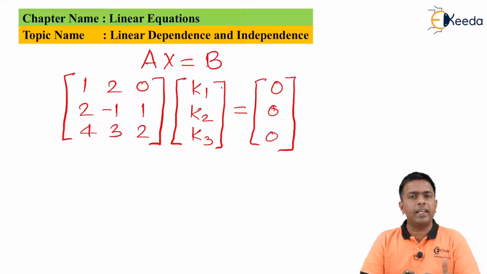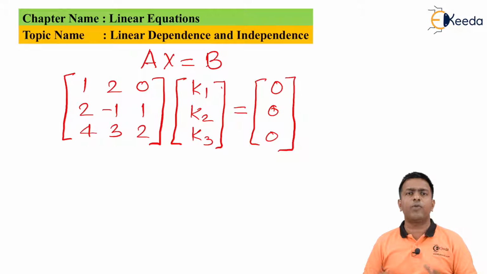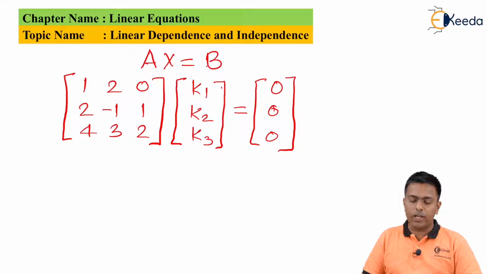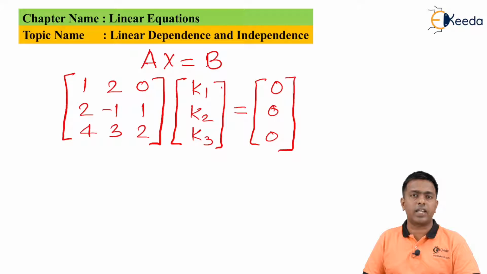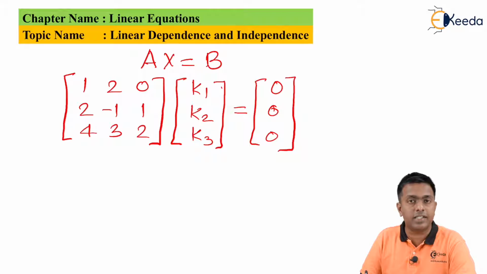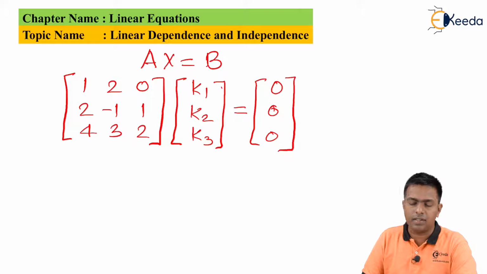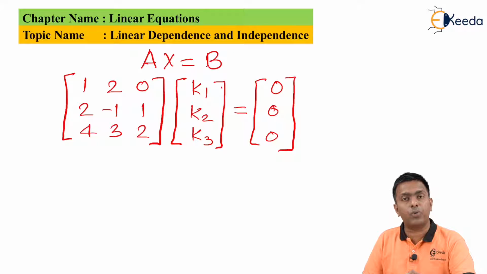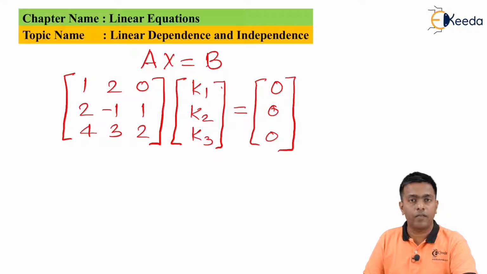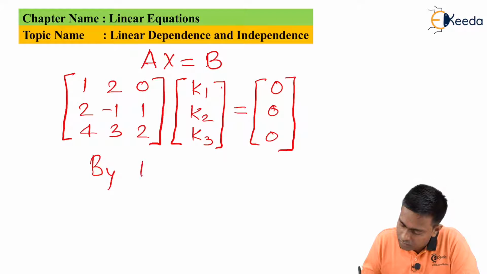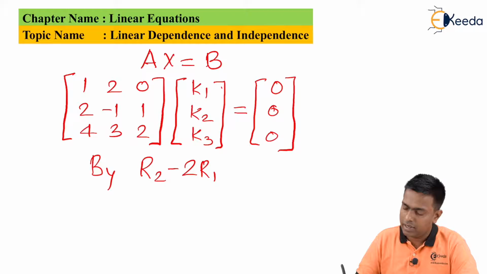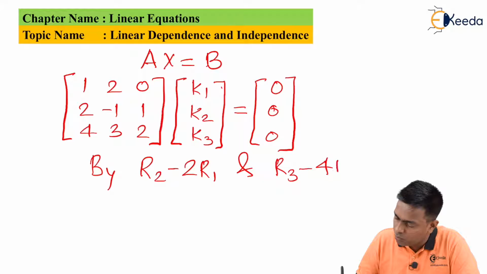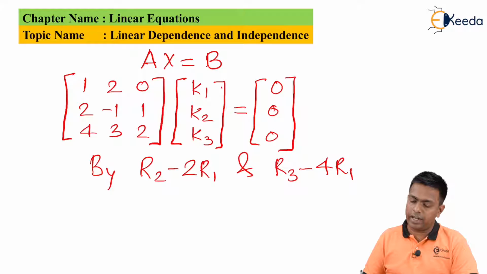Now after getting the matrix form of the equations, we'll convert this matrix into echelon form. Now to get the echelon form, we'll first make these two elements as 0. So the elements in the first column we'll make 0 except the first element of the first row. So to make these two elements as 0, we'll subtract row number 1 from row number 2 by multiplying row number 1 with 2. So we'll say R2 minus 2R1. By doing this, we can get 0 here, and then we'll do R3 minus 4 times R1. So by doing this, we'll get 0 here.